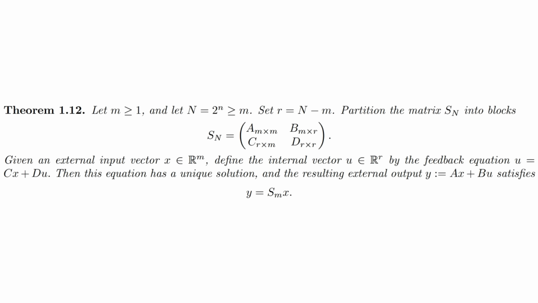Theorem 1.12. Let m be greater than or equal to 1, and let capital N be equal to 2 to the n be greater than or equal to m. Set r equal to N minus m, and partition the matrix S_N into these blocks. Given an external input vector x of size m, define the internal vector u of size r by the following feedback equation. u is equal to Cx plus Du. Then this equation has a unique solution, and the resulting external output, y equal to Ax plus Bu, satisfies y equal to Sm times x.